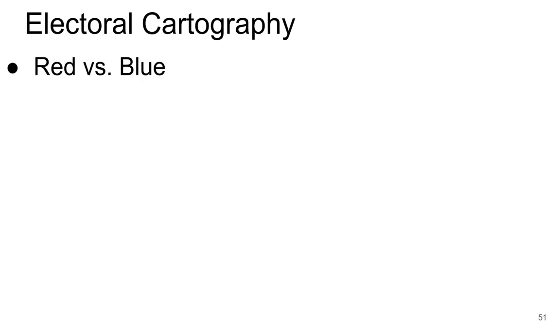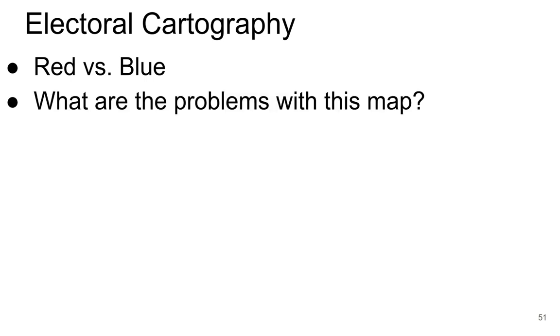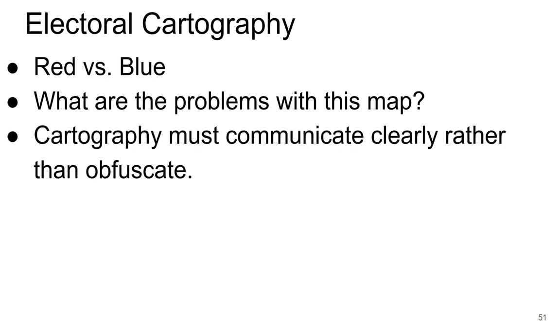Electoral cartography is the mapping out of elections, and typically they're mapped red, blue, and it's funny. We talk about red states and blue states, and in the United States we got it backwards. Anyplace else in the world, if you're mapping out states that are red, I would assume that they're communist or at the very least socialist. But in this country, red states are Republicans and blue states are Democrats. What are the problems? Well, and I like this sentence, cartography must communicate clearly rather than obfuscate. Yes, eschew obfuscation. Obfuscation means the opposite of making things clearer. It means making things murkier and less clear.